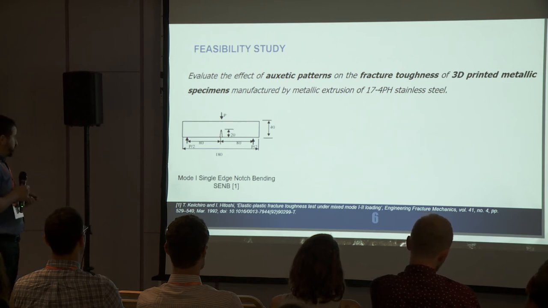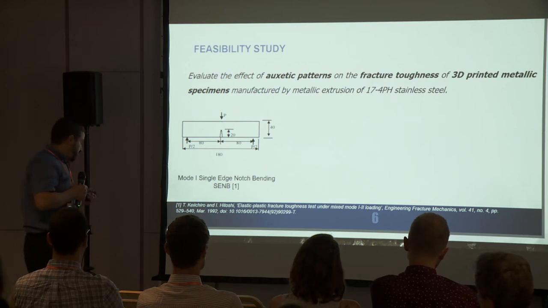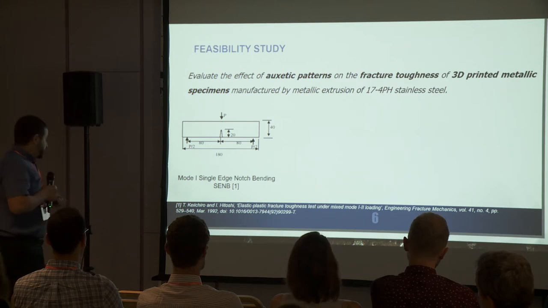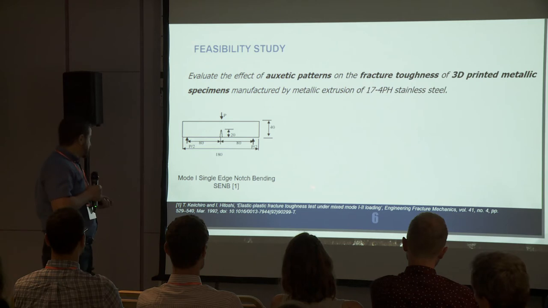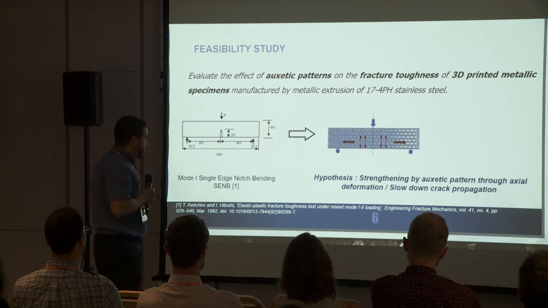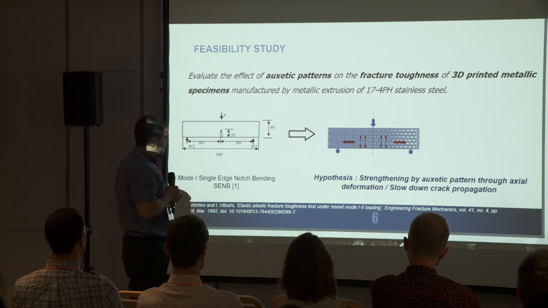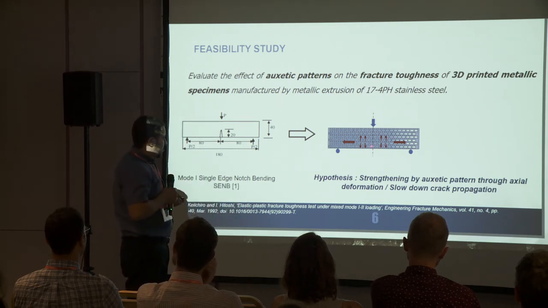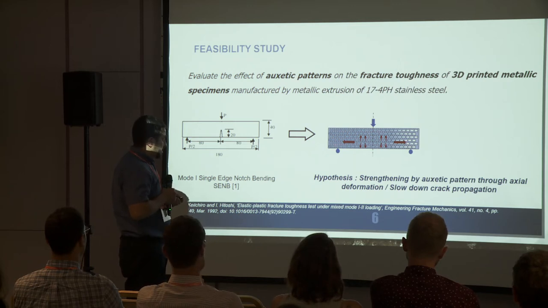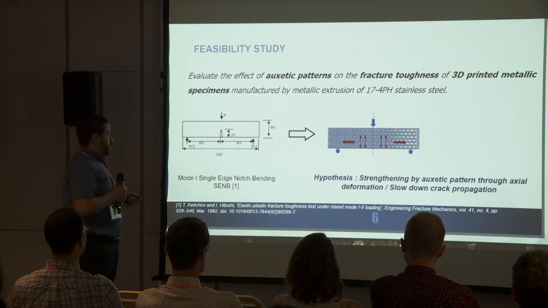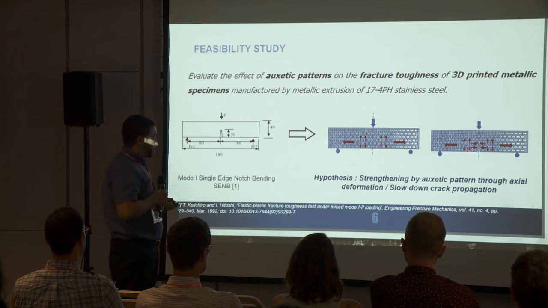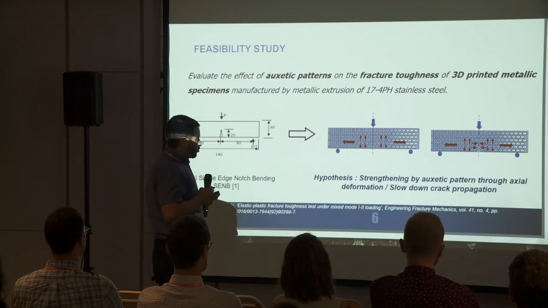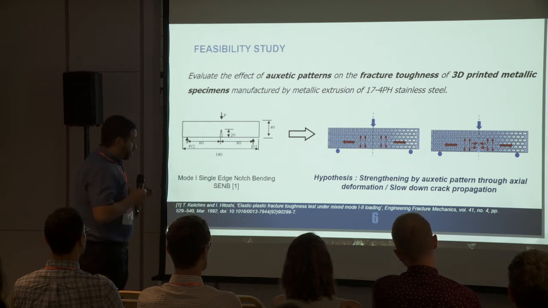For this purpose, we chose the SENB beam specimen, which was proposed by Keishiro and Itoshi. The motivation is that if I have a normal beam and apply force in a three-point bending test, I will get tensional forces here, which make tension here. And when we have a notch here, this tension will help to delay or slow down the crack propagation.